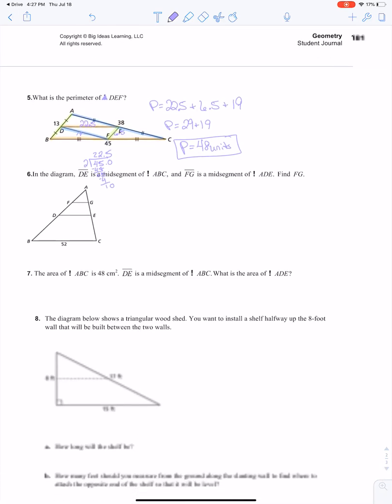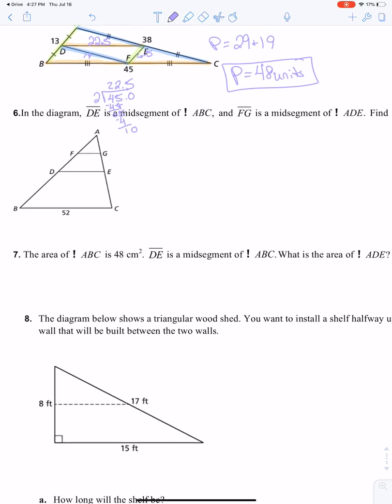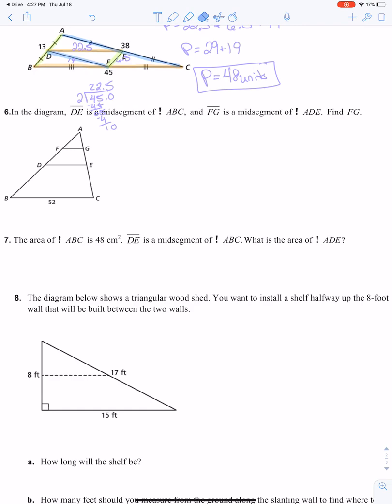Okay. In the diagram, DE is a mid-segment of triangle ABC and FG is a mid-segment of triangle ADE. These are supposed to be triangle symbols. Sorry, printer is the worst. Okay. They want us to find the length of FG.